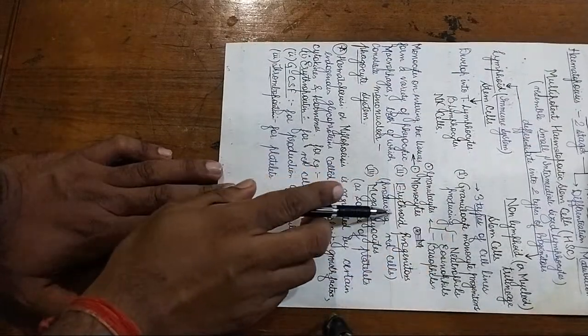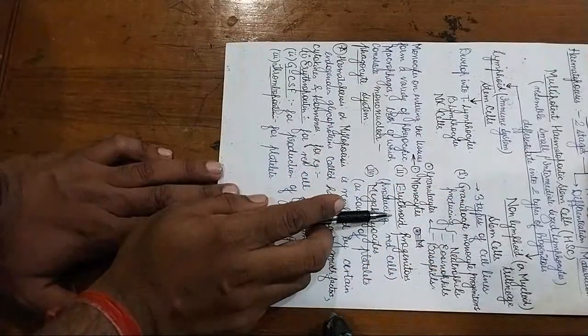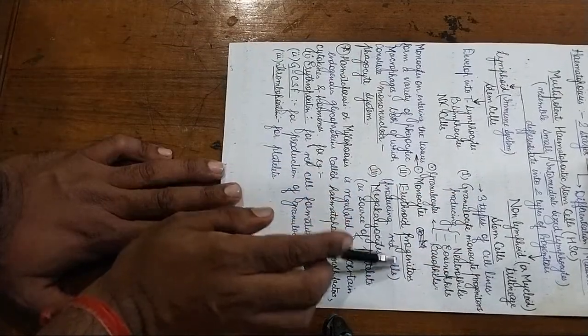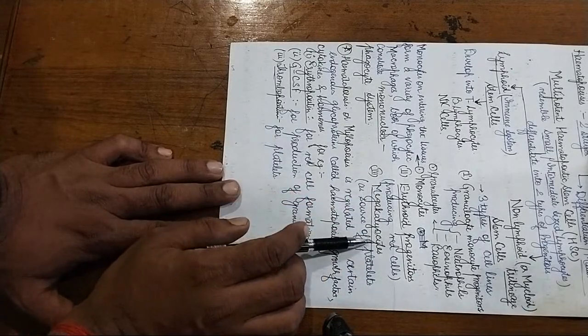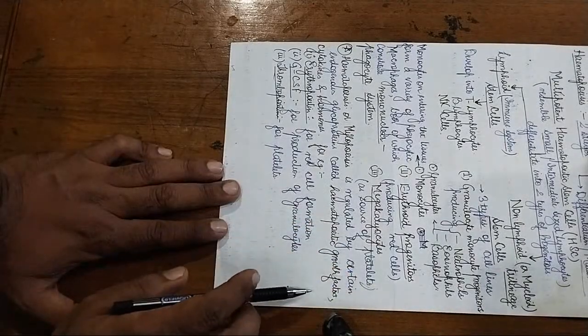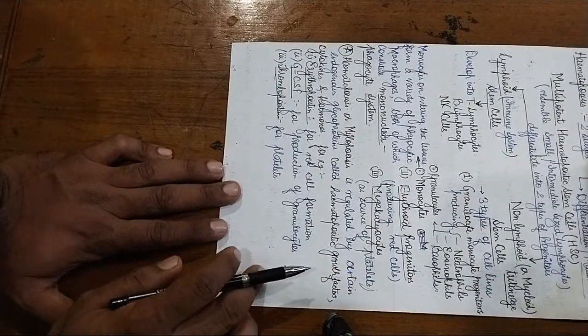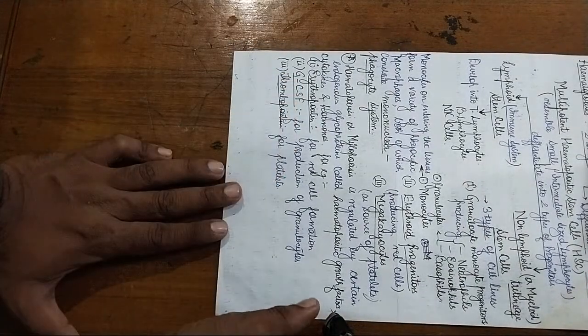Next, the non-lymphoid stem cells, that is the myeloid lineage, differentiate into the erythroid progenitors. These erythroid progenitors produce the red cells, and last, the megakaryocytes are a source of platelets. This is hematopoiesis, or myelopoiesis.